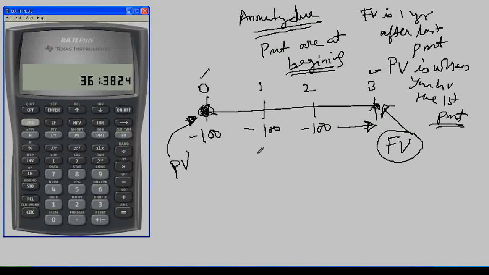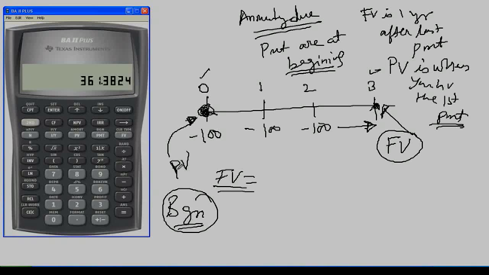Why I am explaining where PV comes and where FV comes is because you will not get a direct calculation to find the future value or present value of annuity due. You will have to do some manipulation to find the values. Now you can find the future value of this using the calculator. You have to do it in the begin mode. You change the mode and you find the value.